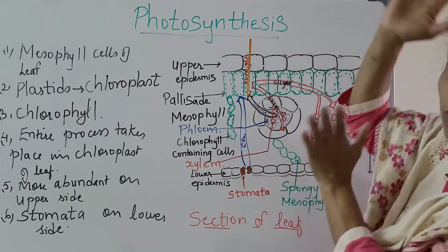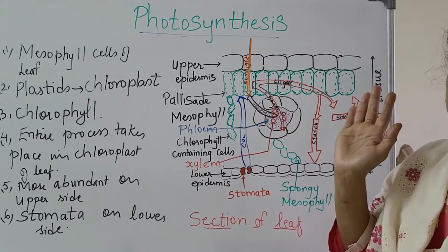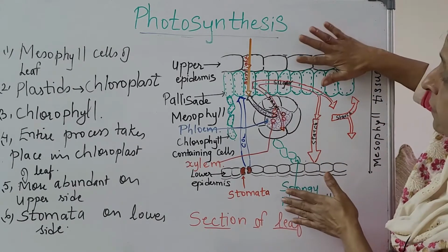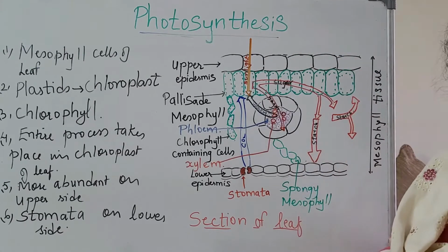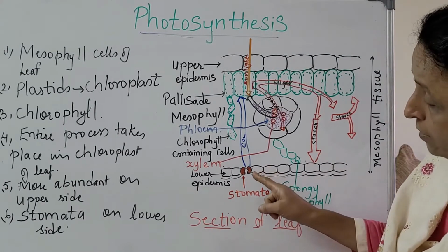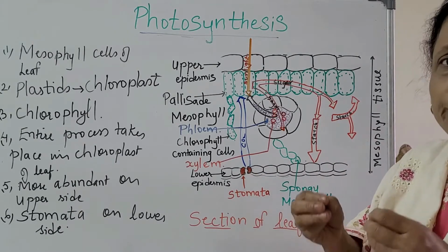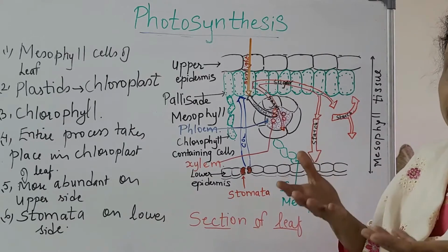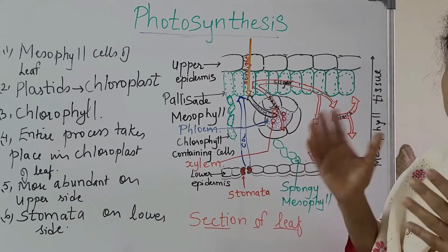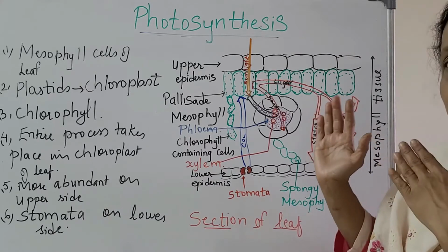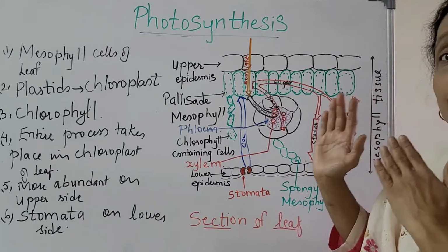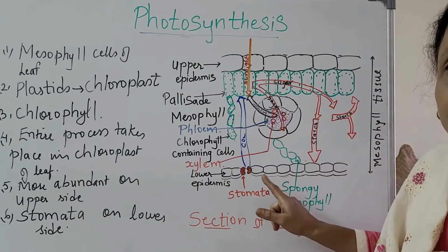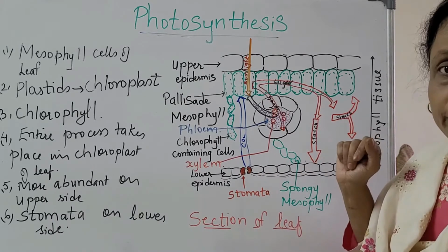Upper epidermis, lower epidermis. The section of the leaf will show the upper epidermis. This is upper, this is lower. Now what is important in the lower is there are openings. There are openings because the leaf will require gases for respiration also, but right now we are doing photosynthesis, so they'll require gas for photosynthesis, that is carbon dioxide. So stomata are on the lower side, the lower epidermis.